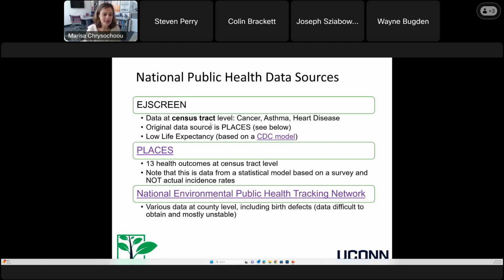EJ-Screen data does not come from EJ-Screen itself, but it references this other platform called Places that is from the Center for Disease Control that shows additional information beyond cancer and asthma. So you can get 13 different health outcomes at the census tract level from Places. And then the National Environmental Public Health Tracking Network that I will show you last.